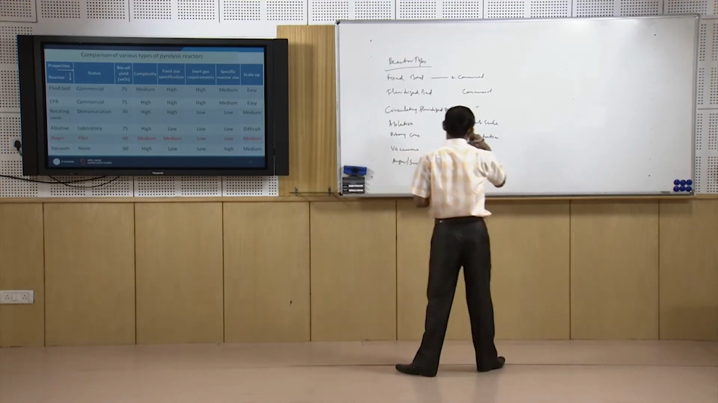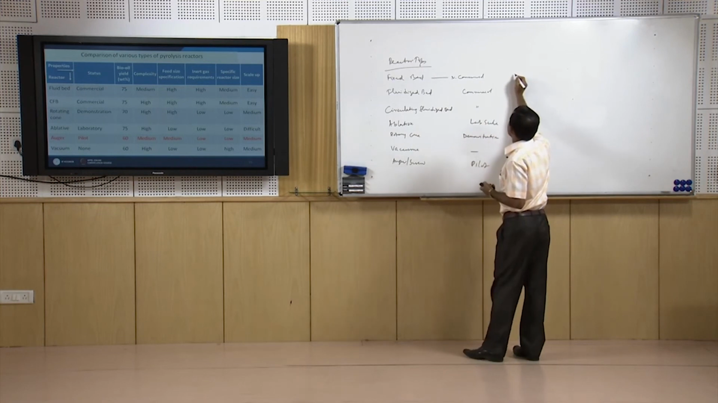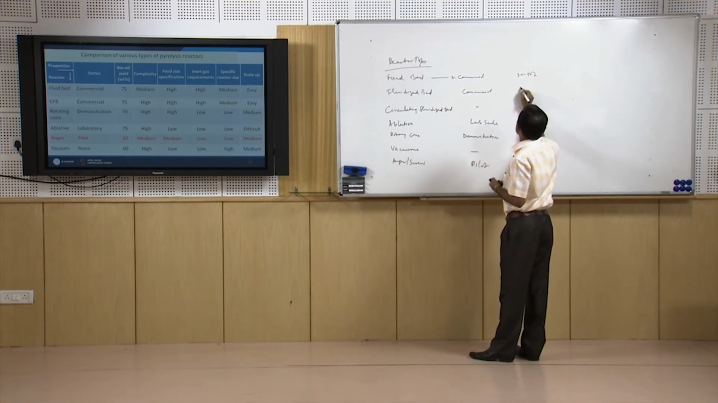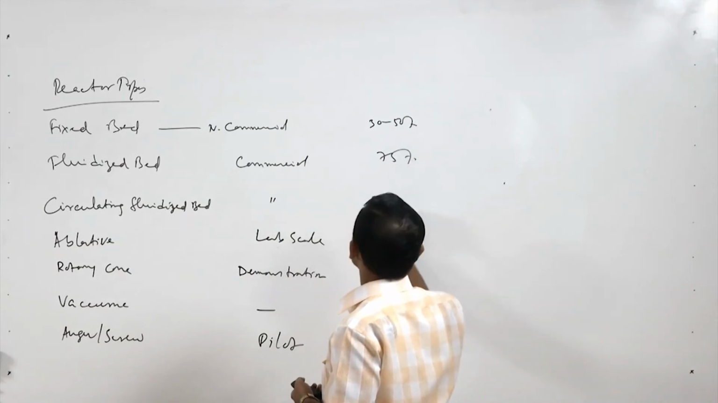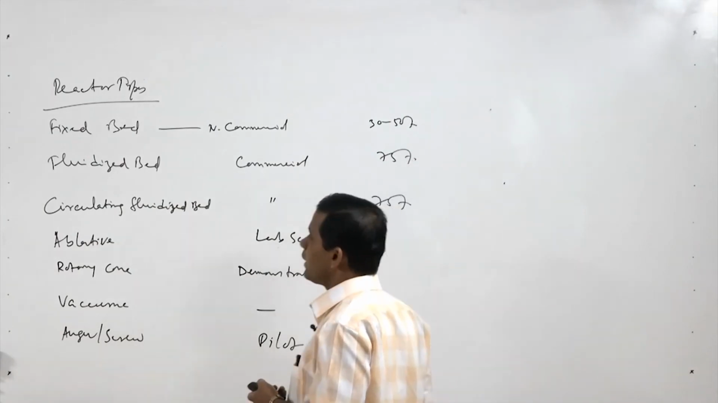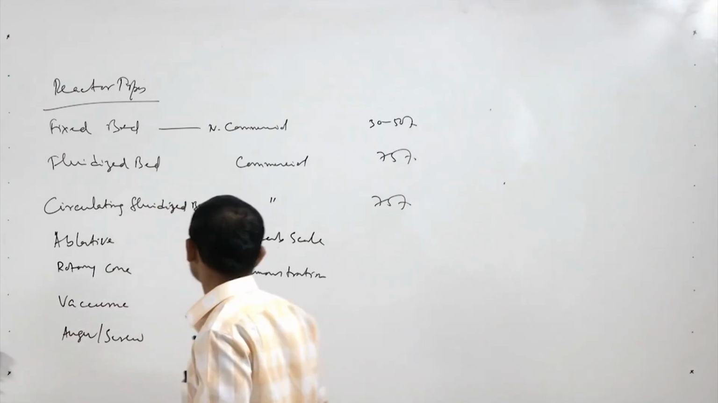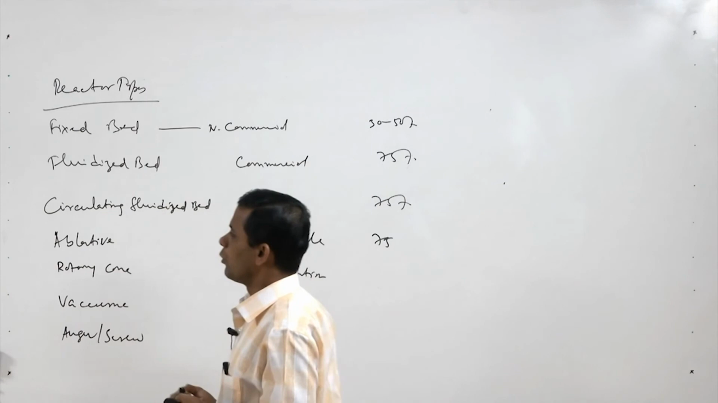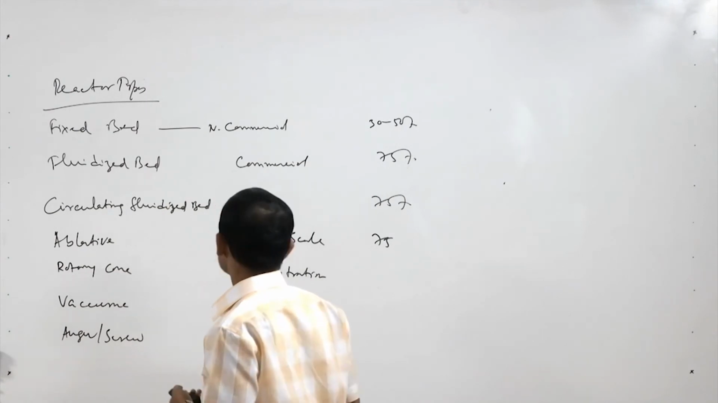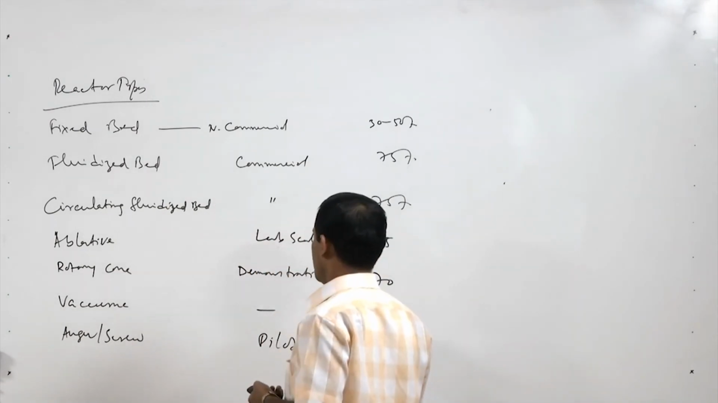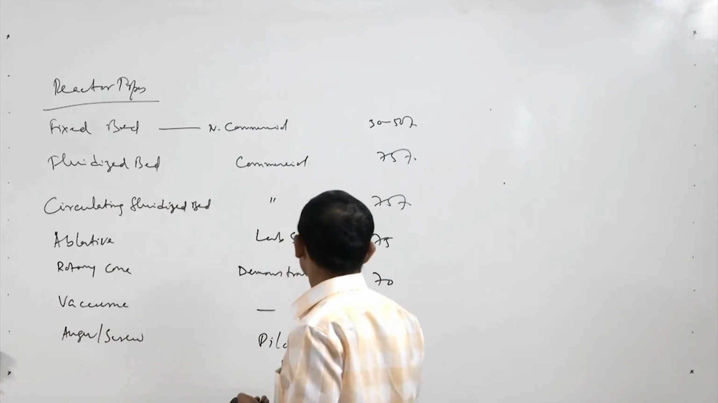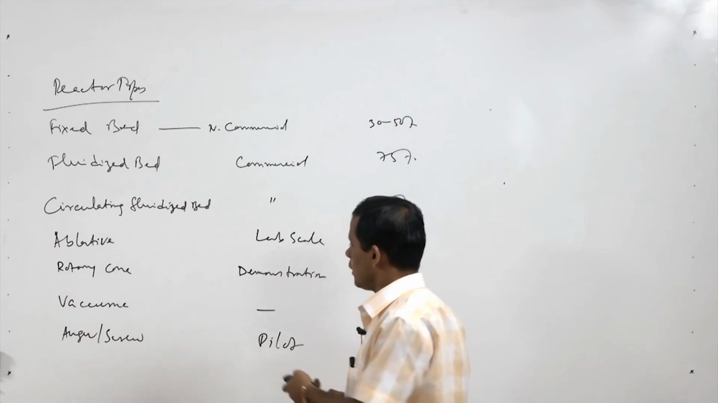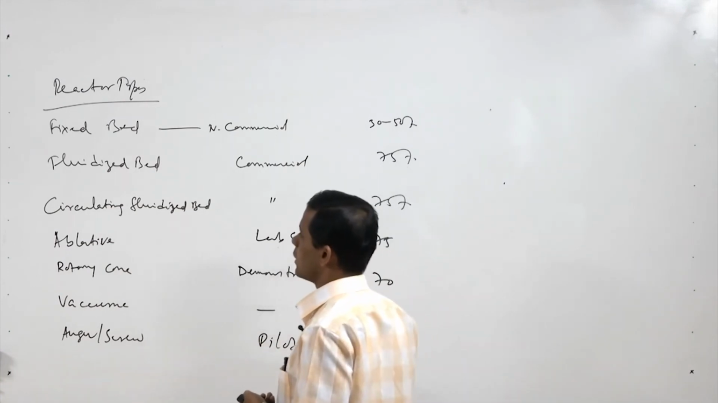Next we see the bio-oil production. For fixed bed it is 30 to 50%, for fluidized bed around 75%, and this is also 75%. Ablative will also give us about 75%. Rotary cone is giving us 70%, vacuum is similar, say 60%, and auger is giving us 60%.